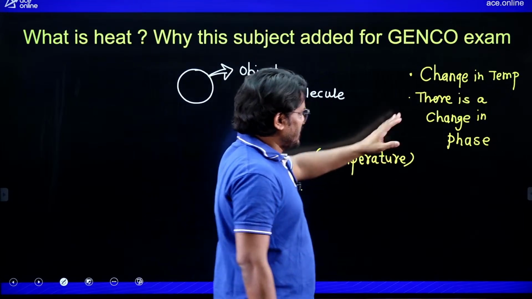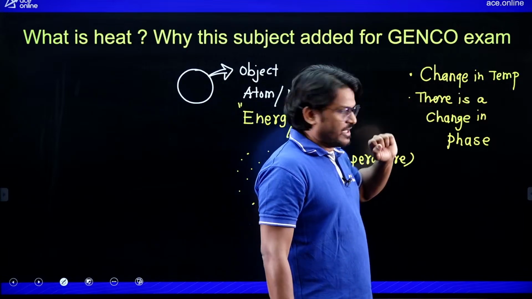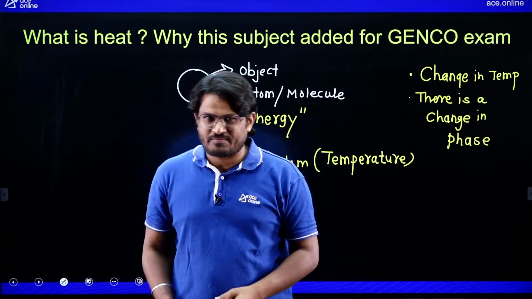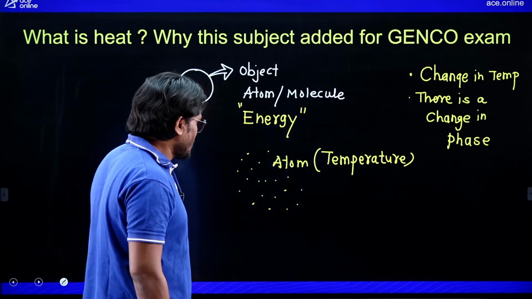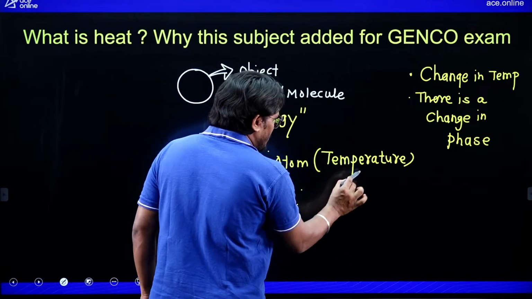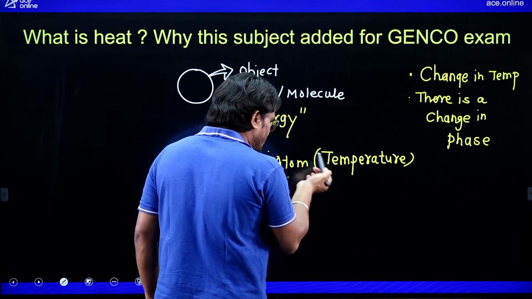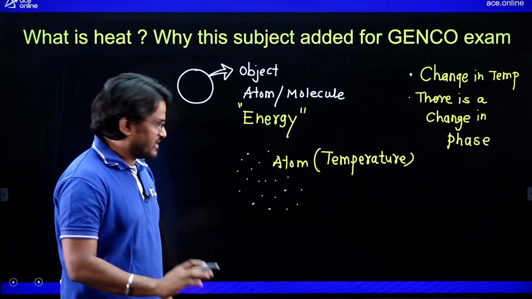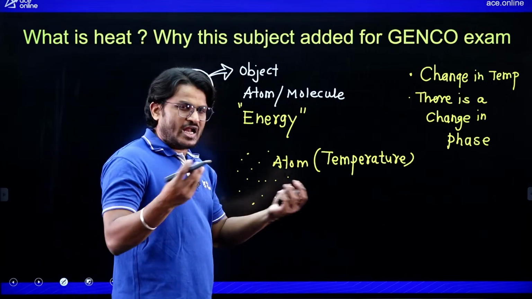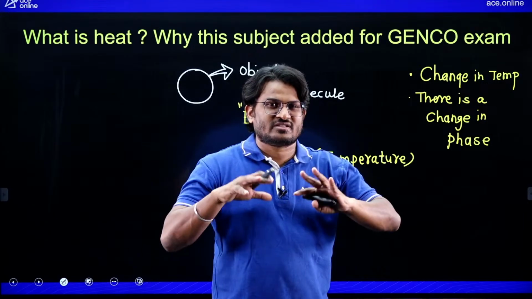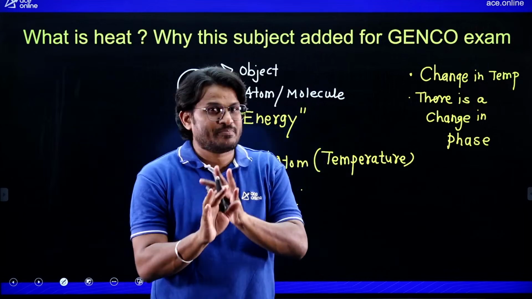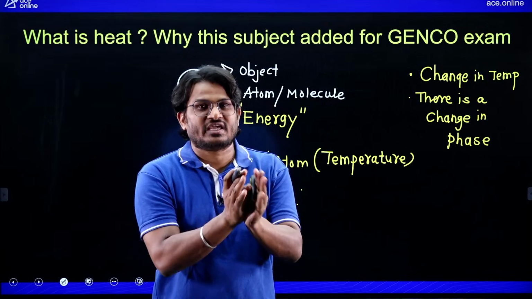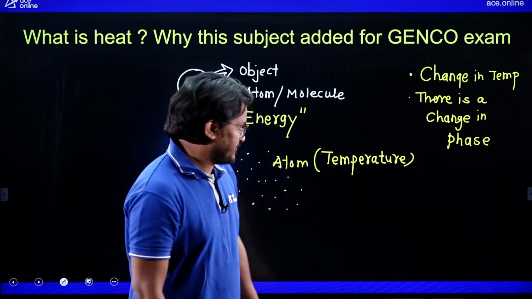Because of energy, there is a change in temperature or a change in phase. So now what does it mean? If anybody has temperature, it means it has energy, right? Temperature is the measurement of energy, but temperature is not the energy. Temperature is an index, an indication that this has energy, right?